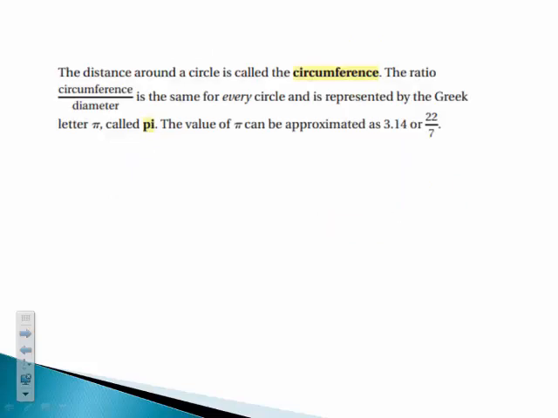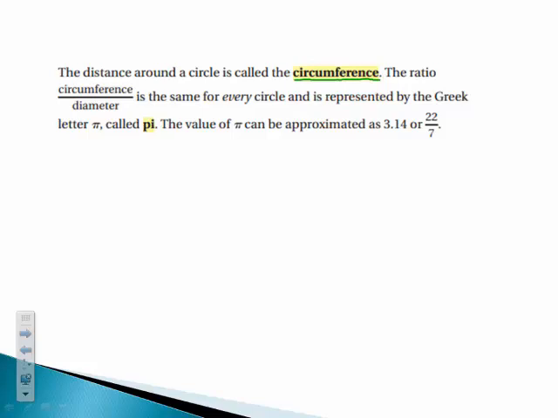All right. Now it comes the time for us to review how to find the circumference and the area of a circle. Now in this statement, it says the distance around a circle is called the circumference. So circumference is just a fancy word for the perimeter of a circle. But I don't want you to use the word perimeter. I want you to get used to using the word circumference. All right? And then it goes on to talk about the ratio of circumference over diameter, which equals pi.